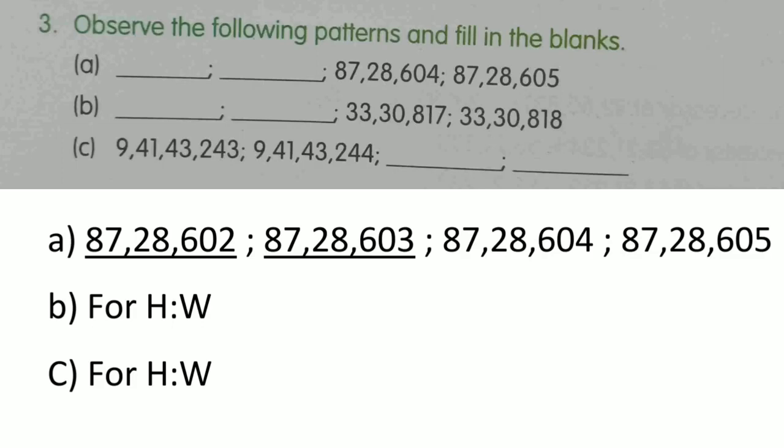Part B and part C are meant for your homework. Part B has digits dash dash 3330817, 3330818. First of all, find out the predecessor of 3330817, and for the answer that you get, you have to find out the predecessor of that digit also. In part C, you just need to find out the successor. The digits are 941,43243 and 941,43244. You just need to find out the successor one by one. So in this way you can easily calculate the predecessor and successors of the following digits. So this completes our exercise number 1.5.